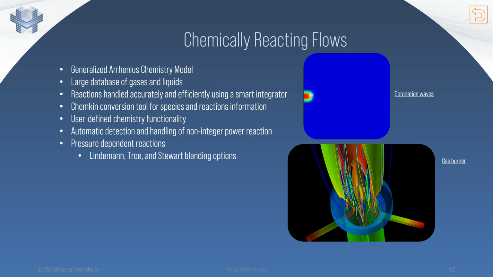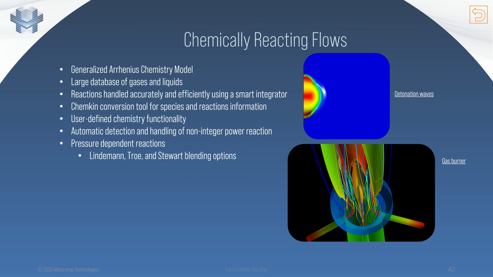CFD++ features a generalized Arrhenius chemistry model supported by a comprehensive built-in database of species properties for both gases and liquids. Its smart integrator dynamically determines the required steps for accurate chemistry inversion, enhancing both precision and convergence. A Chemkin conversion tool for species and reaction information is available. Users can define their own finite-rate chemistry through a customizable interface, enabling tailored simulations. The software efficiently detects and processes reactions with non-integer powers, ensuring robust computational handling.